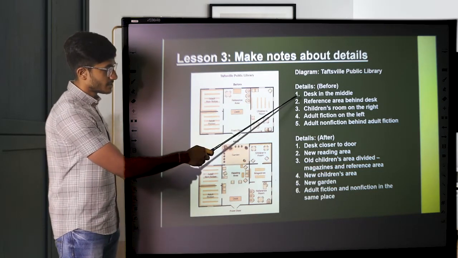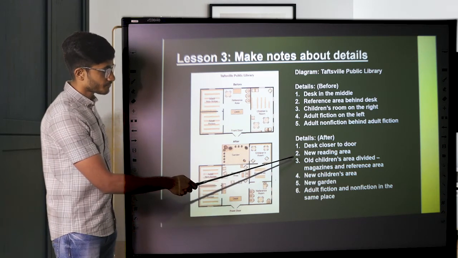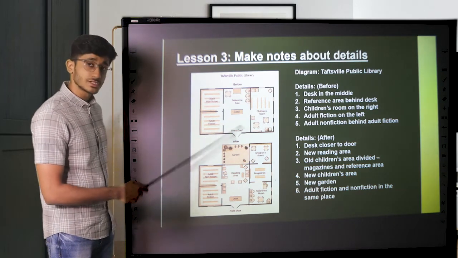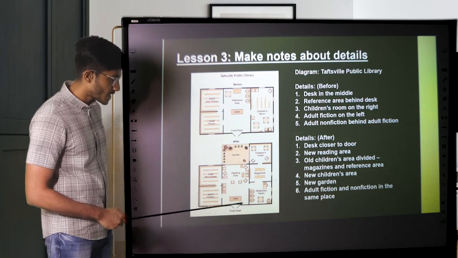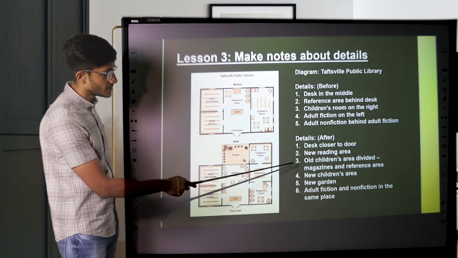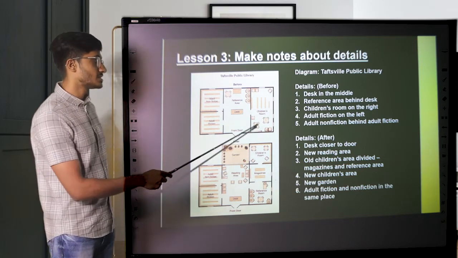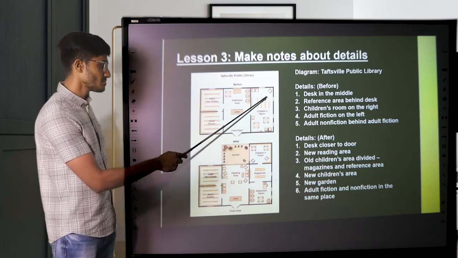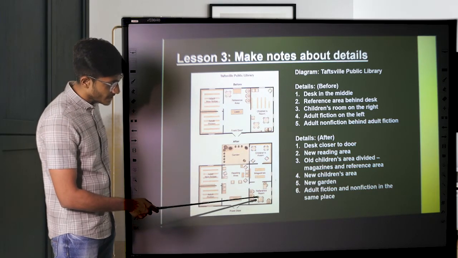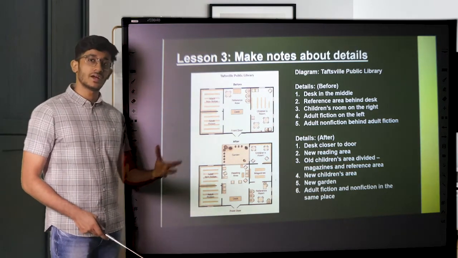So the desk was in the middle here, but the desk is closer to the door. The new reading area. So here is a new reading area. In the before picture there was no reading area, but here we have a reading area. Then you can say that the old children's area is divided with magazines and the reference area. So previously the children's area was huge, but now the children's area, as you can see, the whole section is divided into magazines and the reference room. So you can also say that the children's area is divided.